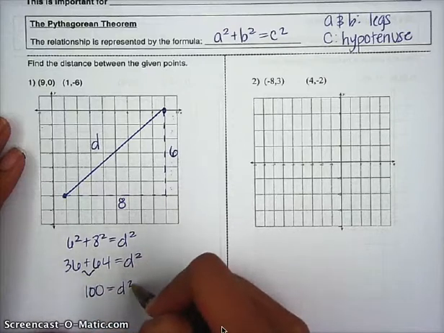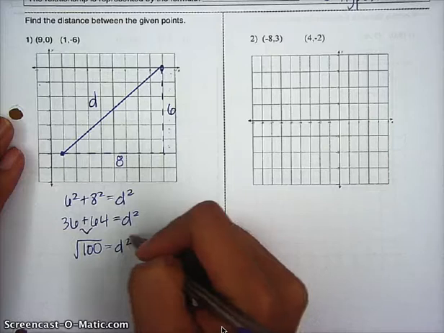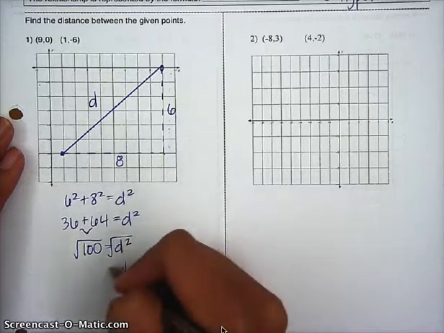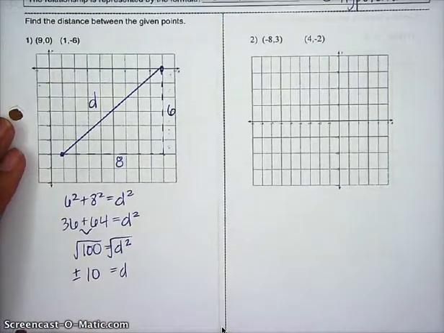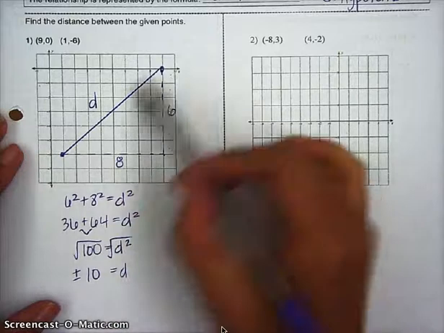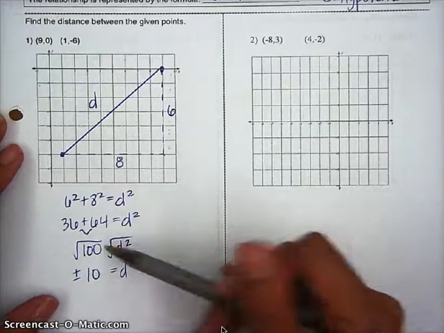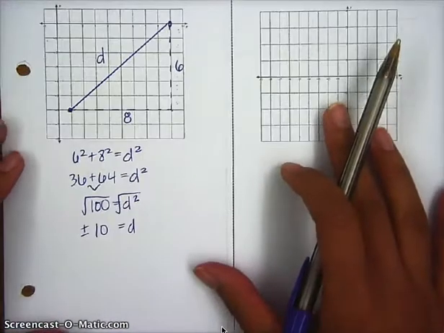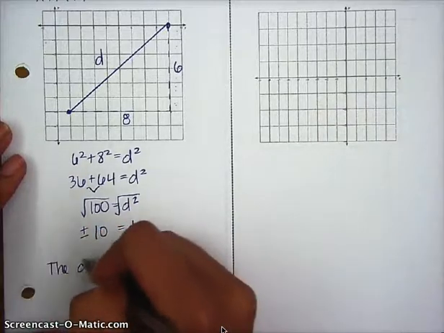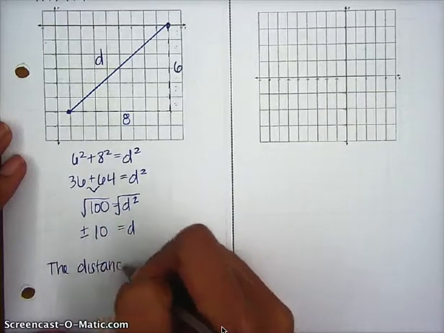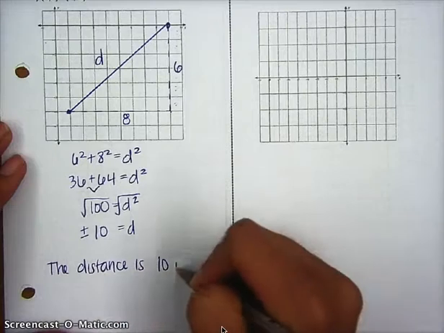But I'm not done quite yet. I still need to take the square root of both sides, which would leave me with d equals positive negative 10. However, when we think about it, if I'm looking for a distance, would I ever describe the distance as being negative 10? The answer is no. So I'm going to answer this question as the distance is 10, and since there was no units given, I would just say units.